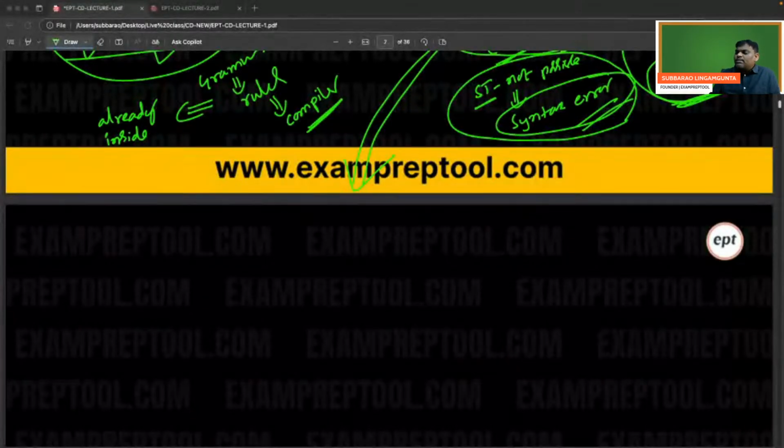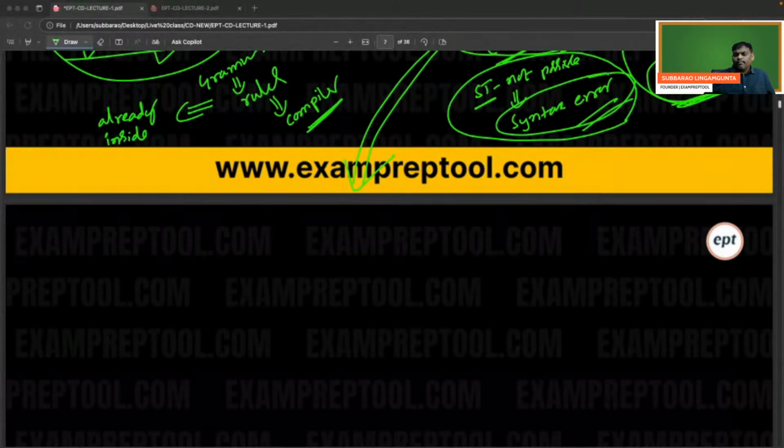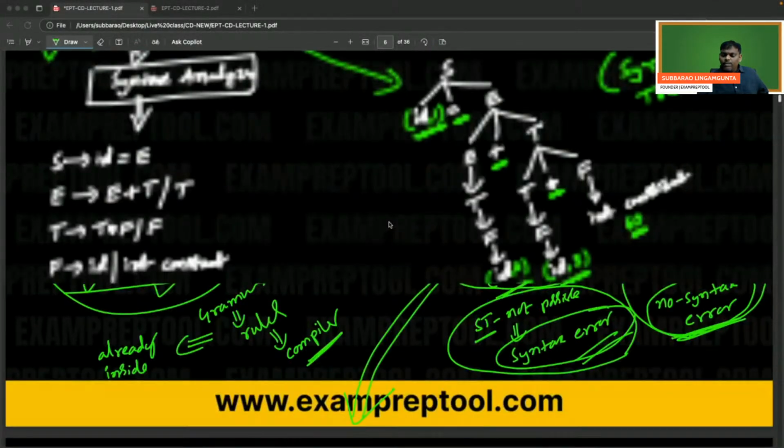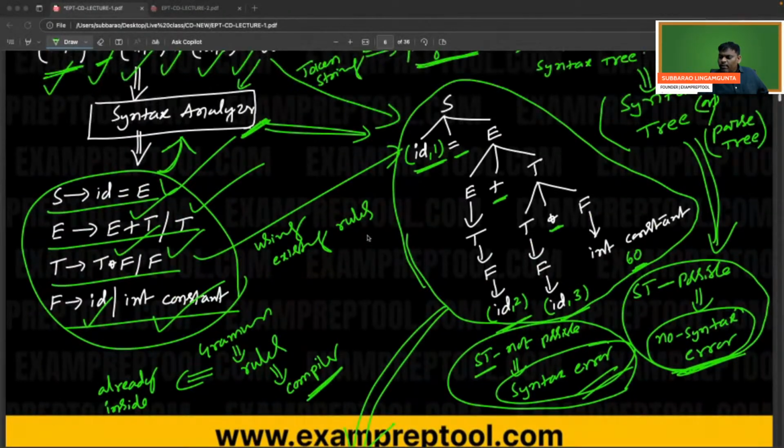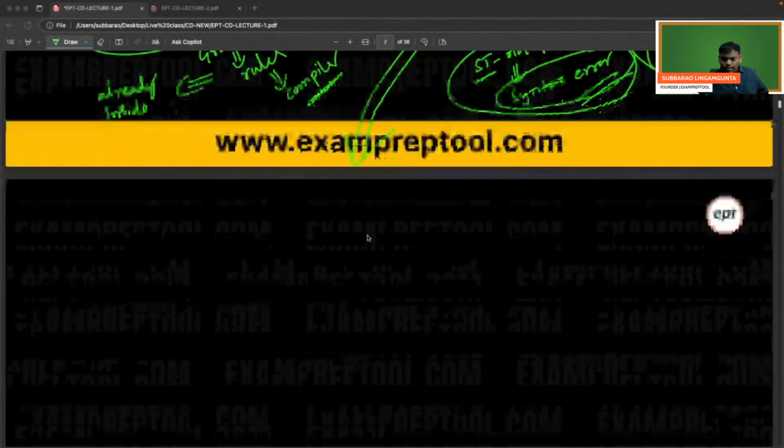So for every phase, some task is given. I cannot do everything in the lexical, and I cannot do everything in the syntax. Try to understand: every phase will do some task.